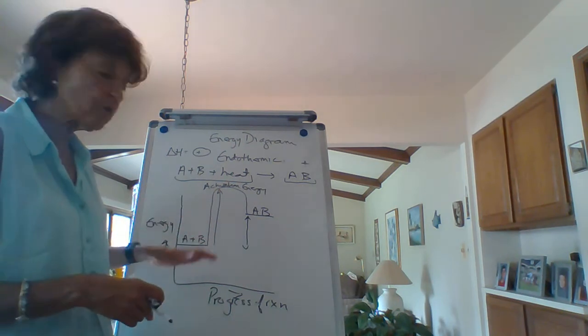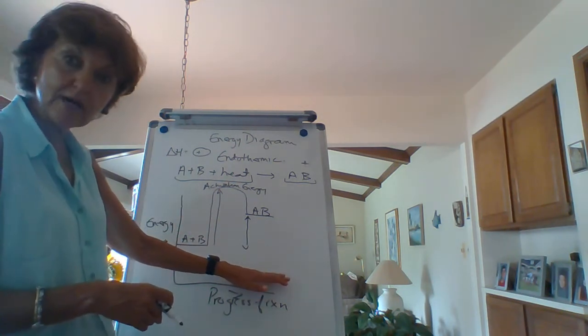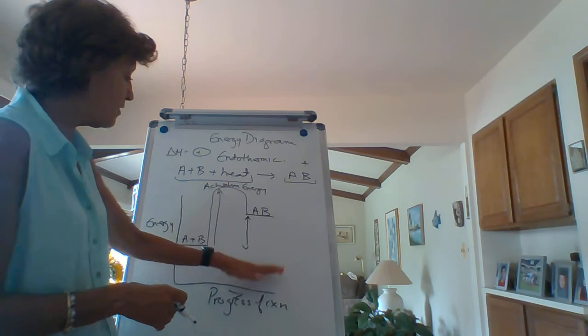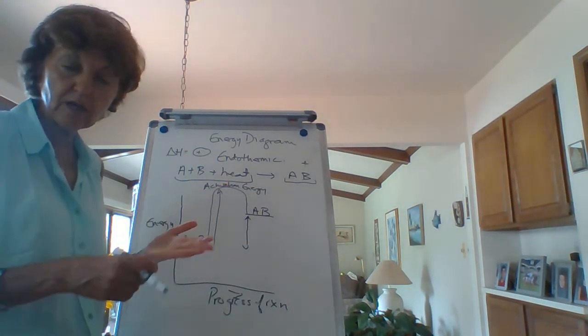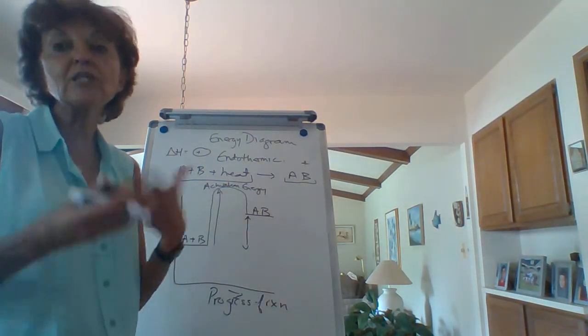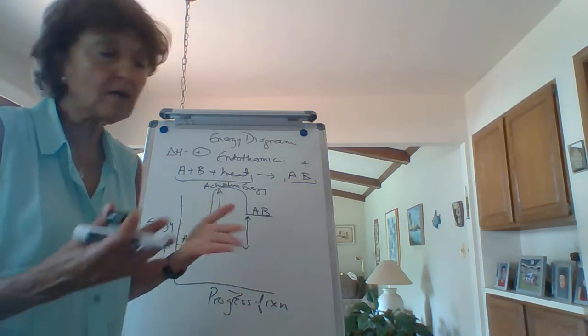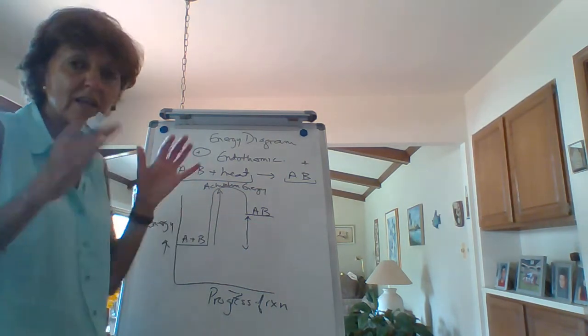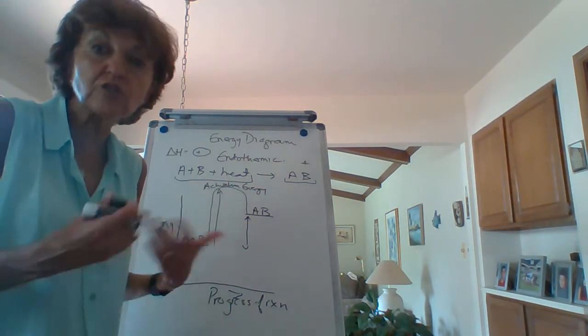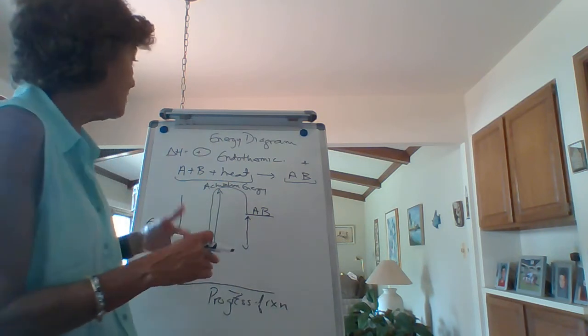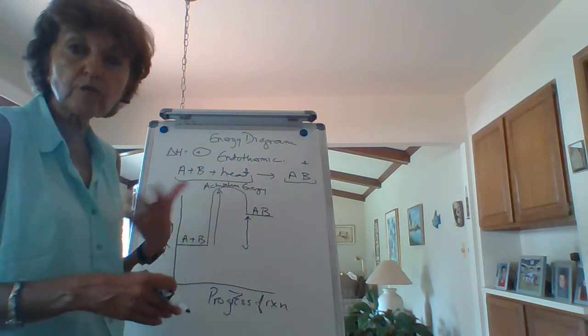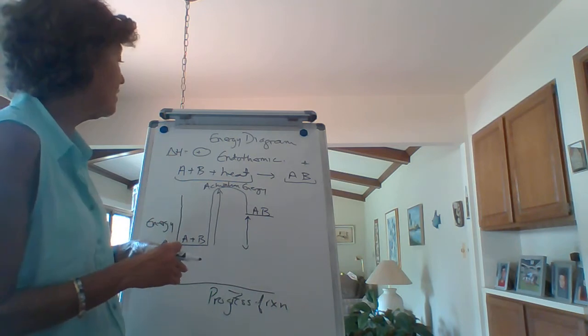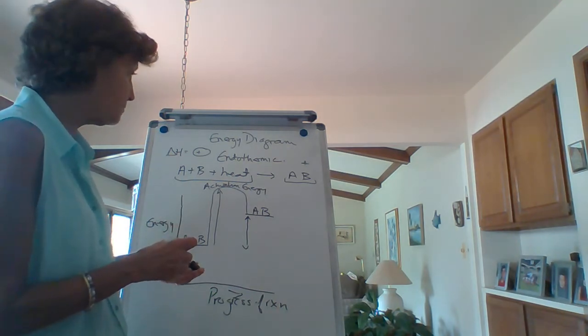But in an exothermic, remember how AB was down here in an exothermic? This minus this would end up being negative. And the change in energy would be a negative number. Not the energy itself is negative, but the change in energy is a negative number. So delta H for exothermic is negative, delta H for endothermic is positive.